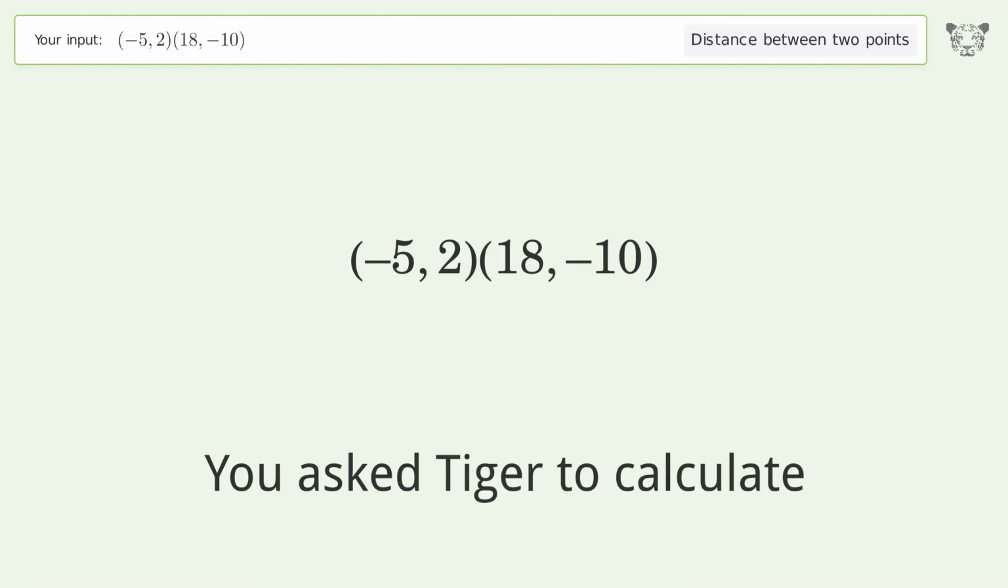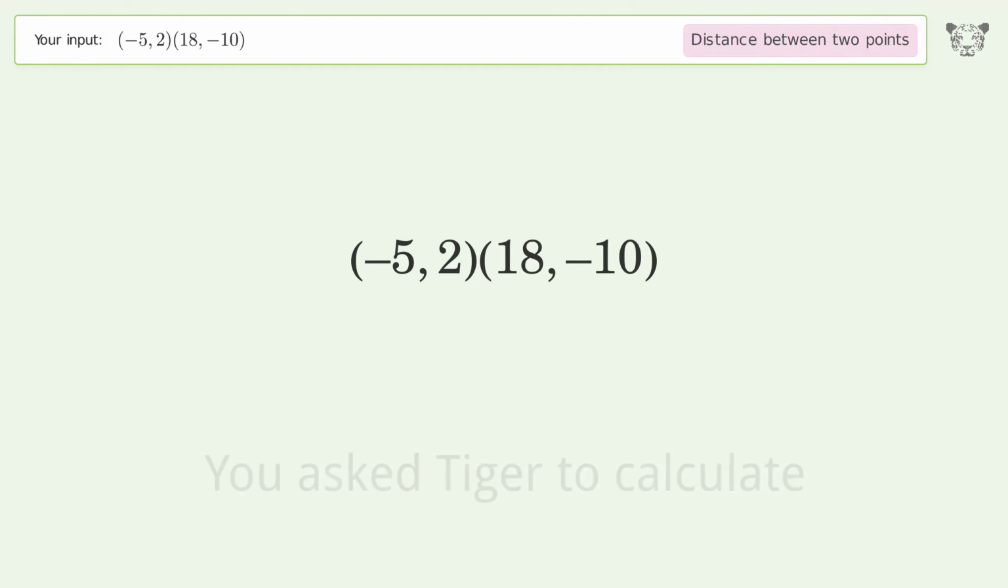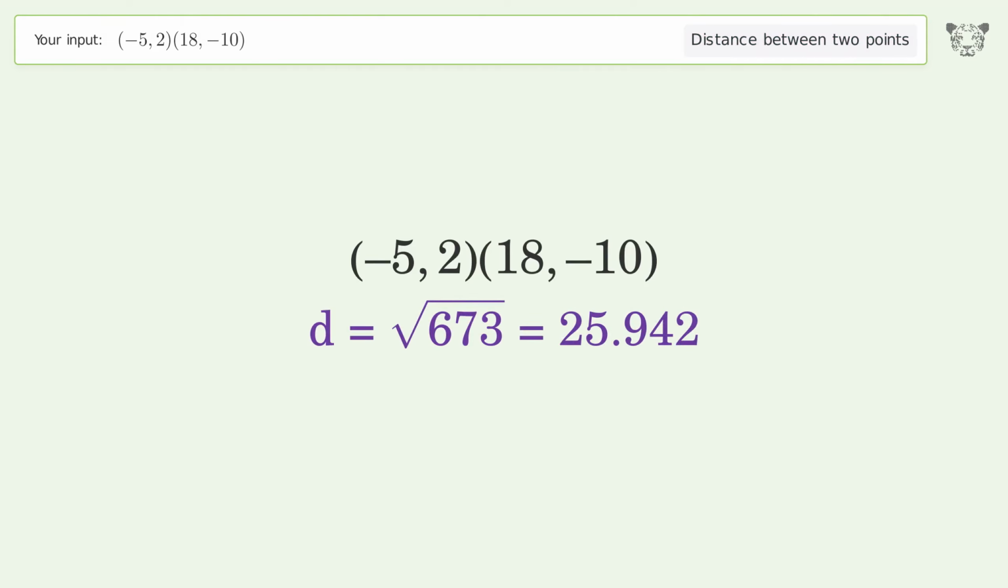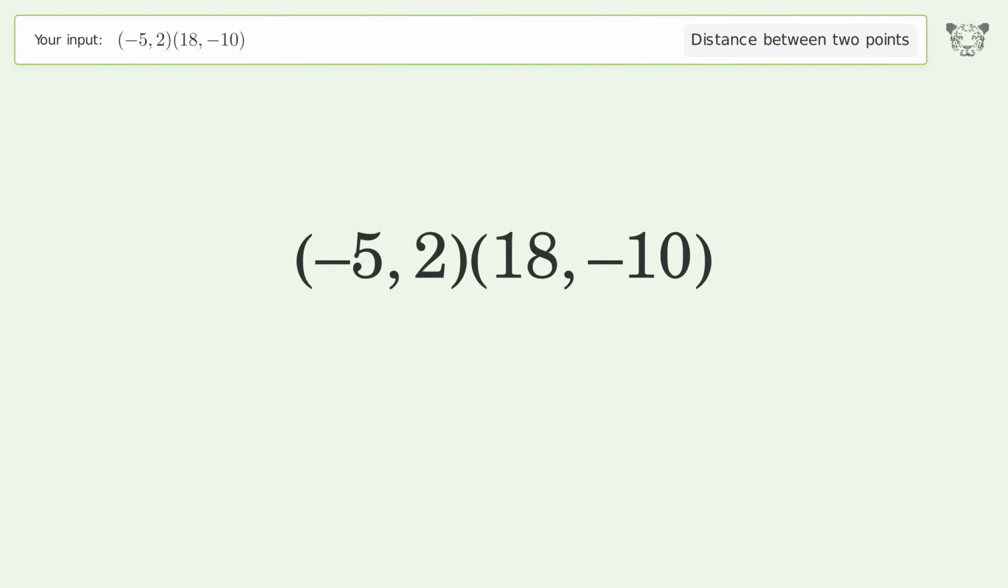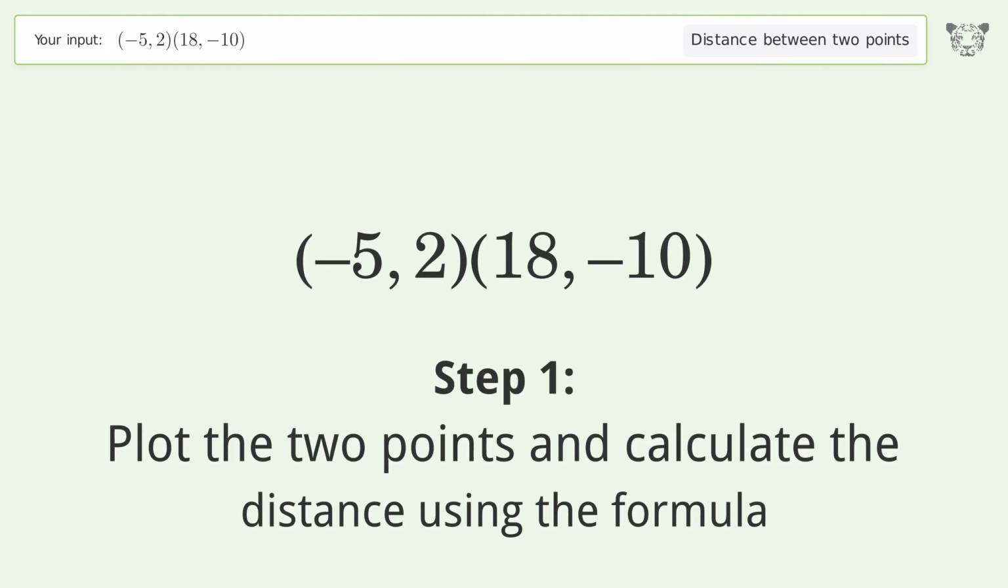You ask to calculate the distance between 2 points. The distance between the 2 points is the square root of 673, or 25.942. Let's solve it step by step. Plot the 2 points and calculate the distance using the formula.